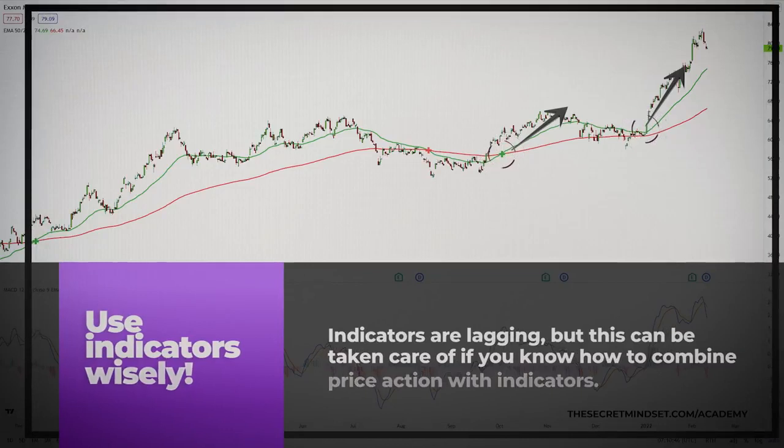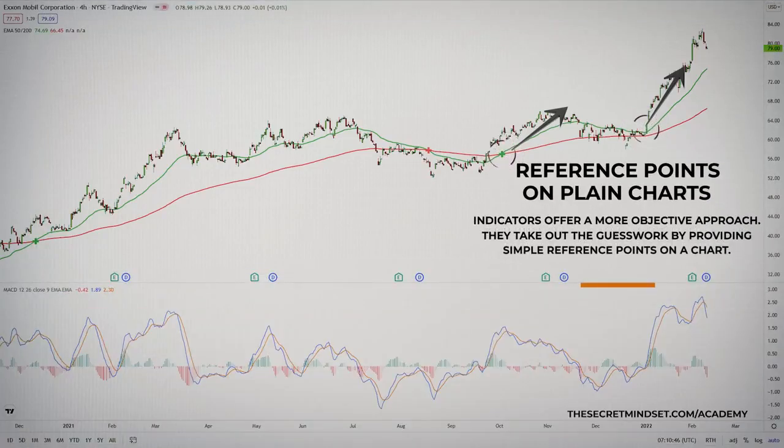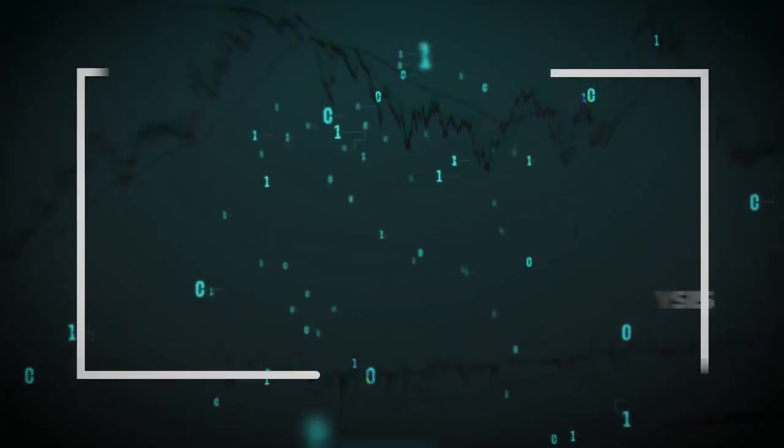Indicators are still useful because they provide reference points on plain charts, and decision-making becomes harder with no reference points. Indicators take out the guesswork by providing information that is totally objective. Especially beginner traders or traders who are struggling with discipline can benefit from indicators.